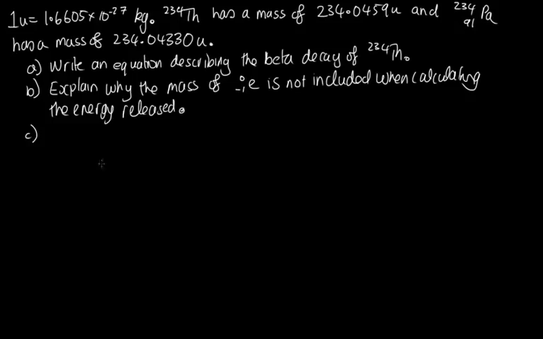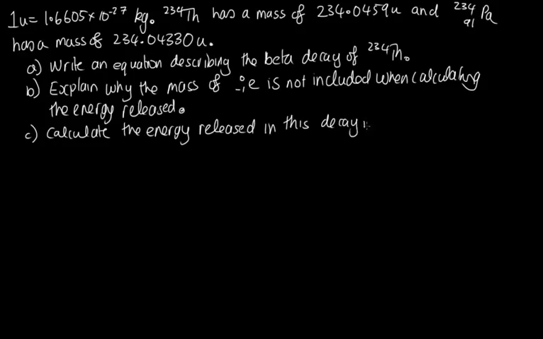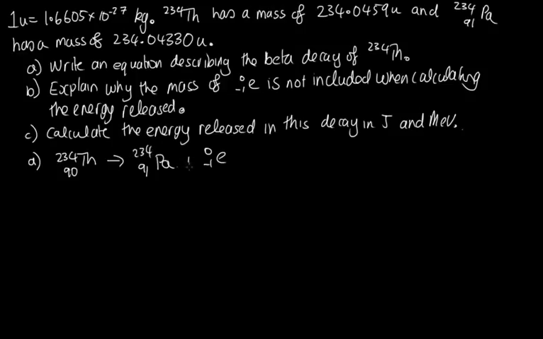And then C, calculate the energy released in this decay in joules and mega electron volts. Okay, so part A, we know that the beta decay is 234 thorium, and thorium has 90 protons and it decays by the release of an electron, giving us 91, because 1 plus 90 gives us the 91, which is protactinium, and we've got 234 here, and so we have 234 on this side as well. So now we've written down the equation.